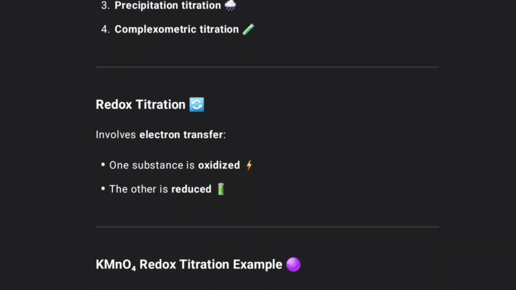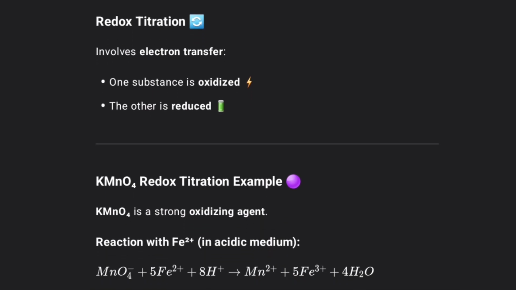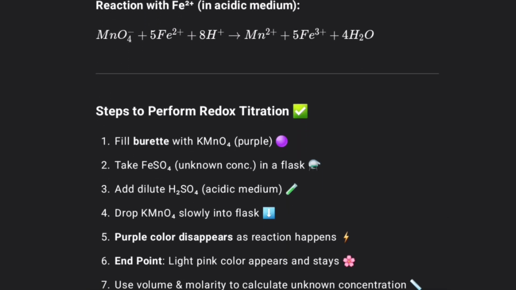Redox titration involves electron transfer. One substance is oxidized, the other is reduced. KMnO4 redox titration example: KMnO4 is a strong oxidizing agent. Reaction with Fe²⁺ in acidic medium: MnO4⁻ plus 5Fe²⁺ plus 8H⁺ gives Mn²⁺ plus 5Fe³⁺ plus 4H2O.